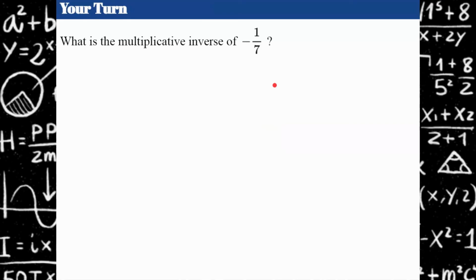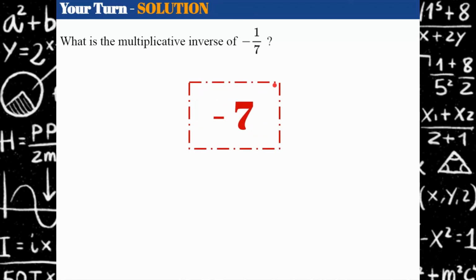Another one, what is the multiplicative inverse of -1/7? Please pause, come back when you're ready. Welcome back. So again, this is another word for the reciprocal. Reciprocals have the same sign. So because this is negative, my reciprocal or multiplicative inverse is also negative. I flip it and I get 7. Some of you might be thinking, well, where's the 1? 7 over 1 is still 7. -7 over 1, still -7.